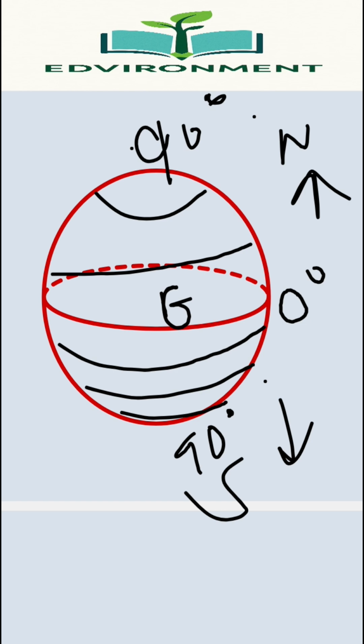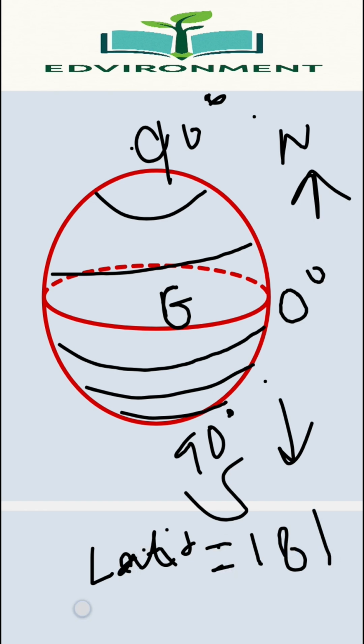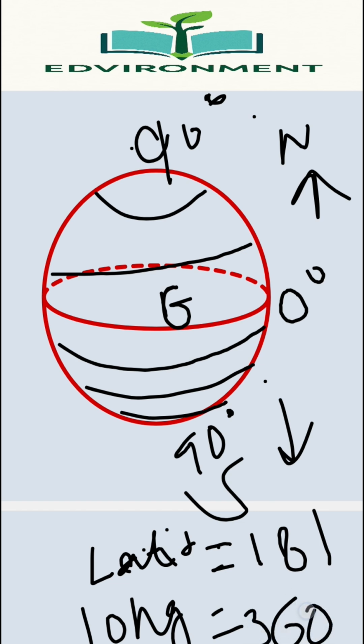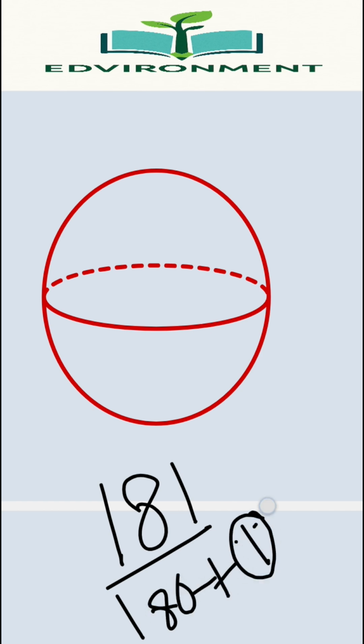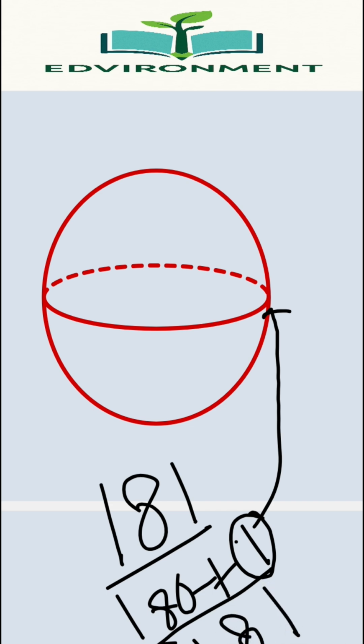So the total number of latitudes will be 181 and the total number of longitudes will be 360. 181 in the sense that there are 180 latitudes, and along with the equator which we are adding here, it becomes 181 latitudes.